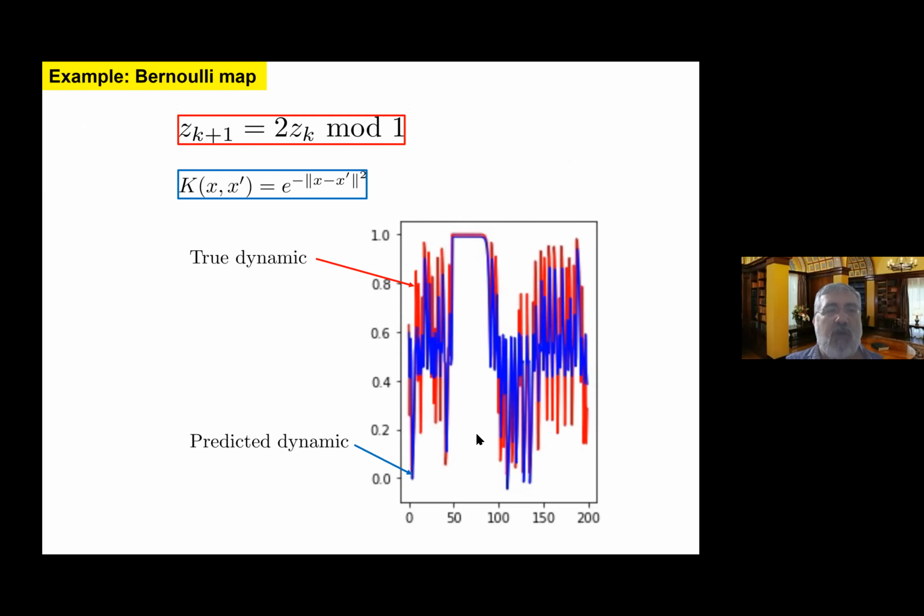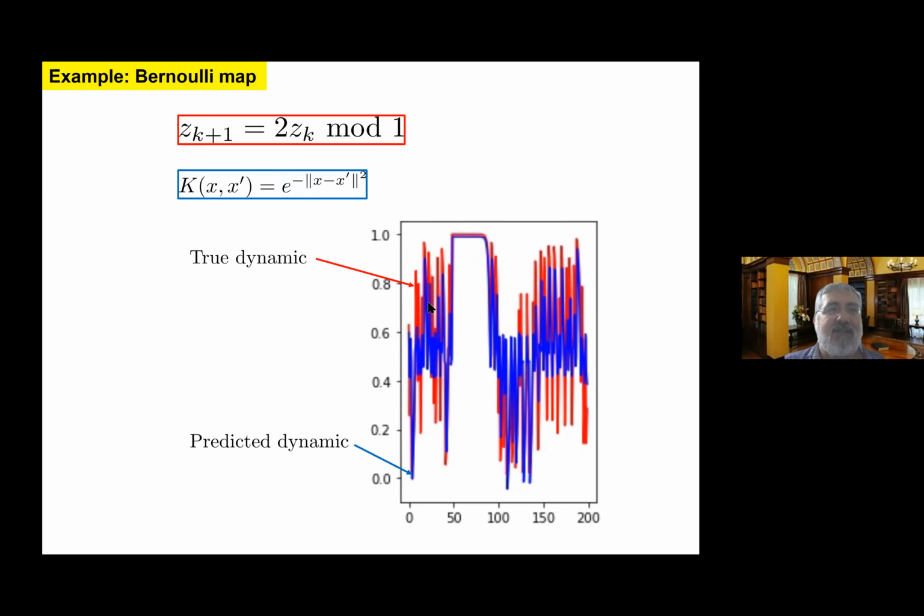Okay, so how well does it work? Well, to answer that question, let us look at the following example, where the time series is produced by the solution of the Bernoulli map, which is a chaotic dynamical system, and the kernel K is the following Gaussian kernel. This figure shows in red the true dynamic, and in blue the predicted dynamic. So it does not work well.